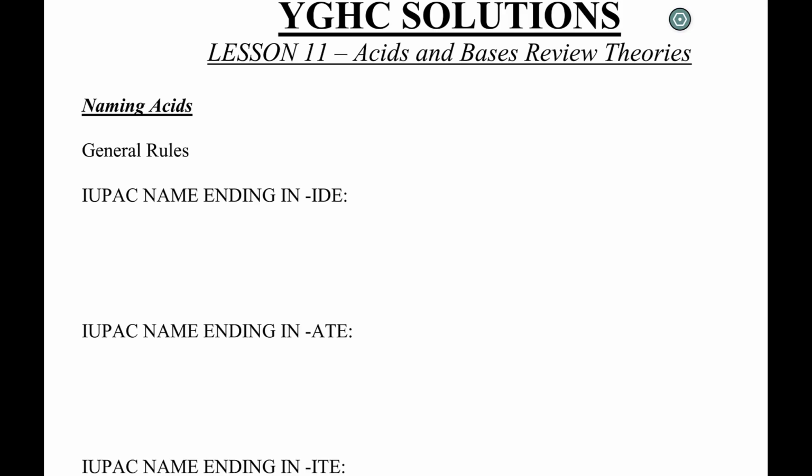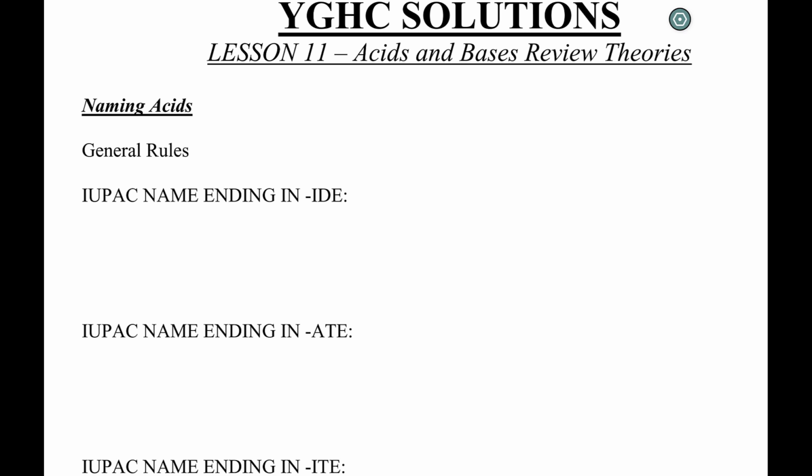In today's lesson, we are going to do two different things. We're going to review what we know about acids and bases already, including naming and some basic properties and how to recognize them. And then we're going to move forward and look at three different theories about acids and bases, and how the theory of what an acid and base is has evolved.